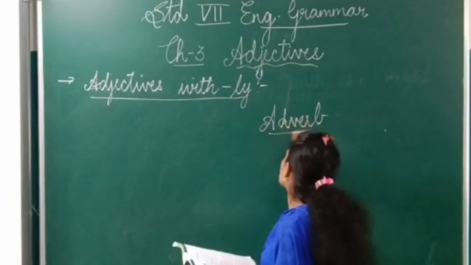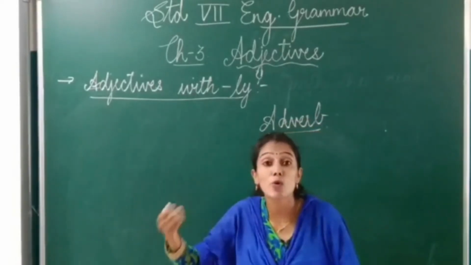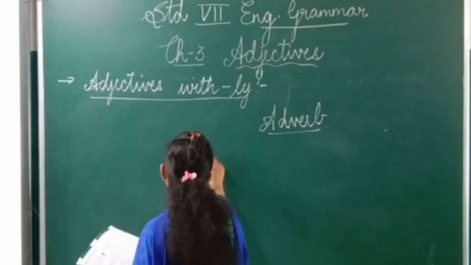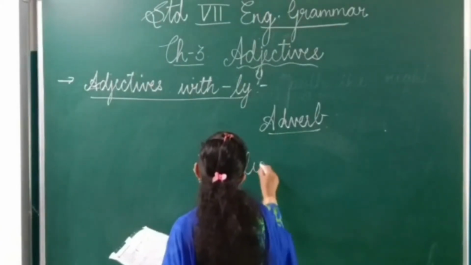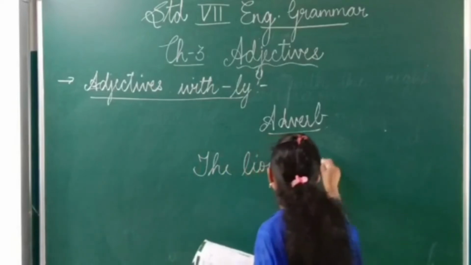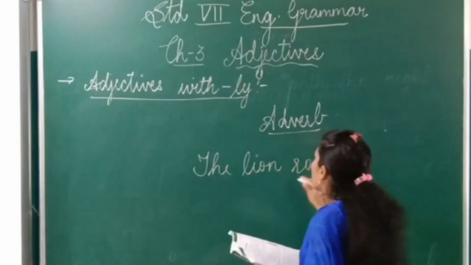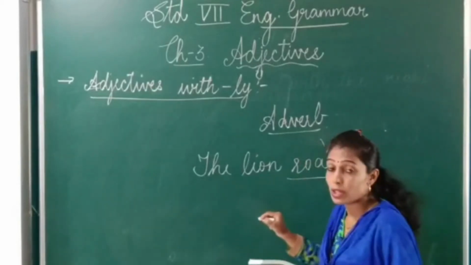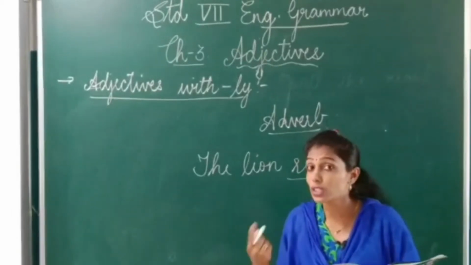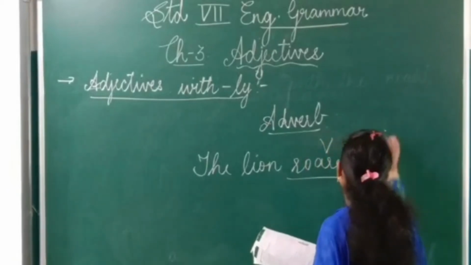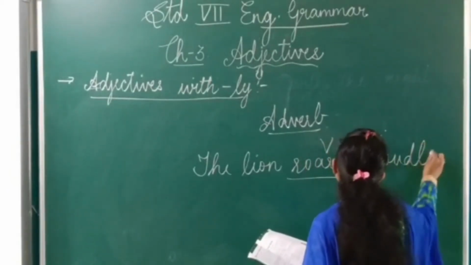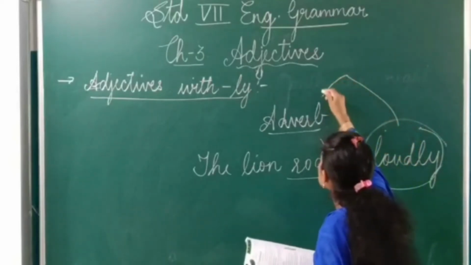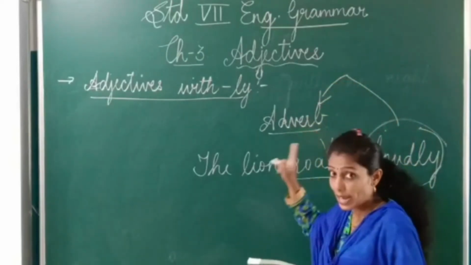An adverb does the work of telling more about the verb. For example, if I have to write, the lion roared, how did the lion roar? Roared is the verb. Now if I ask, how did the lion roar? It roared loudly. So this loudly is what, children? It is an adverb.